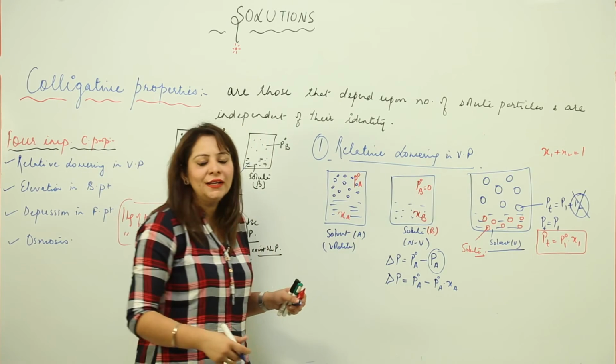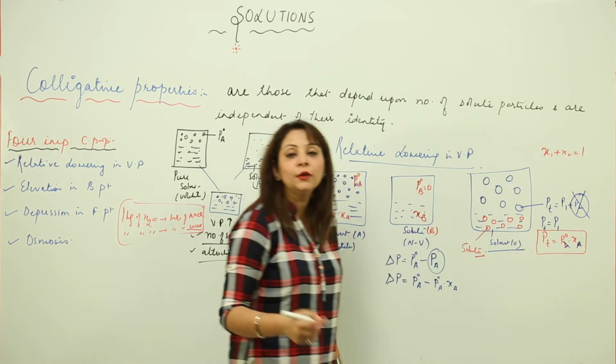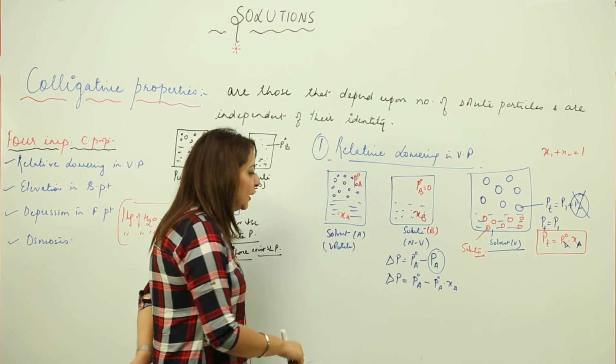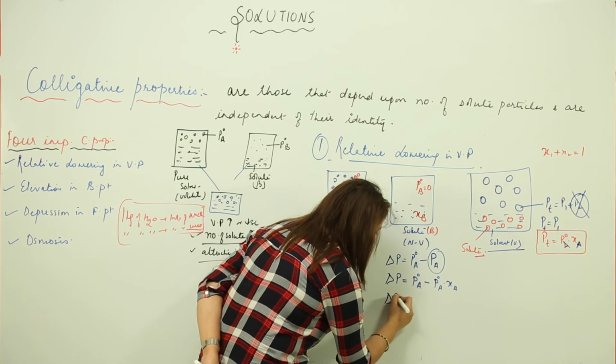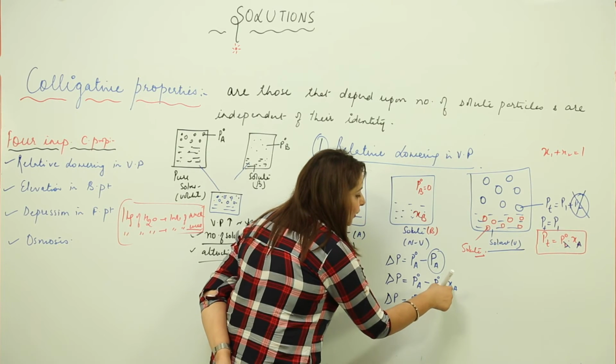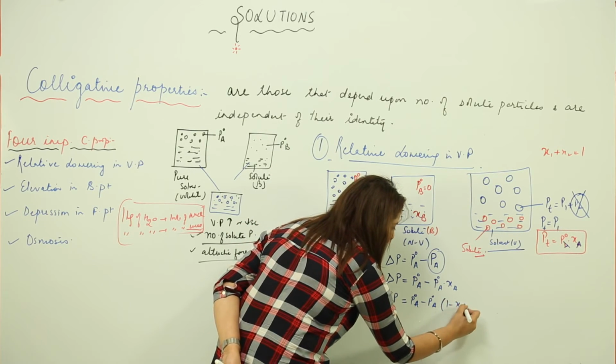Whether you take P1 or PA hardly matters. A means the first one, and the first one is our solvent. So I can write this as P naught A minus PA, and I am going to put this value in terms of XP. So what I have is 1 minus XP.